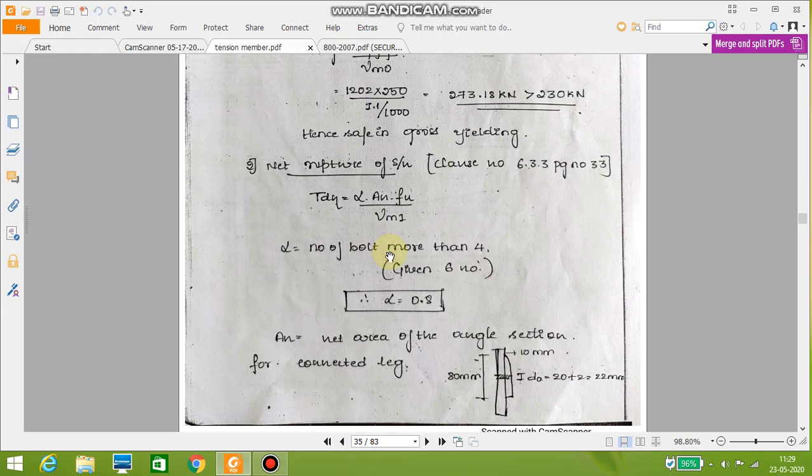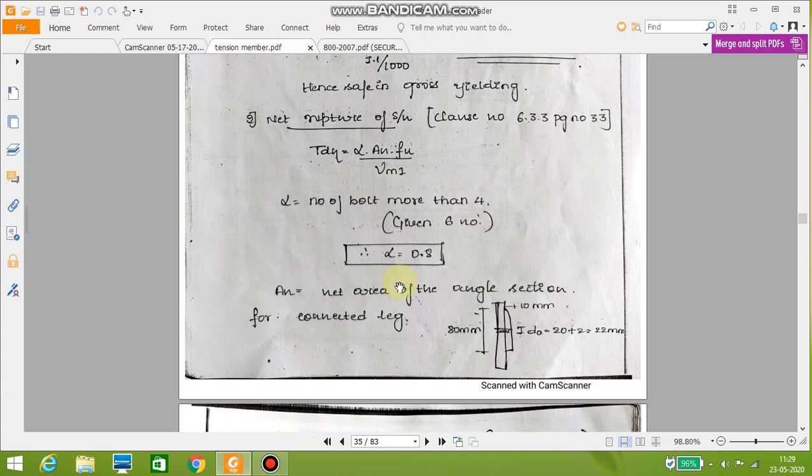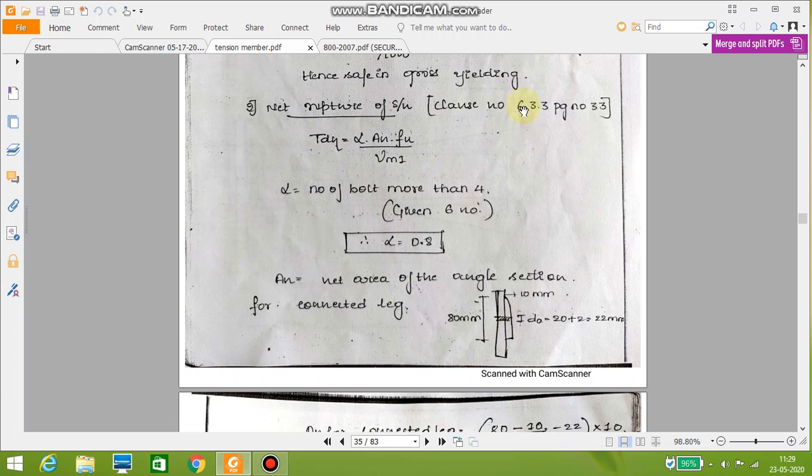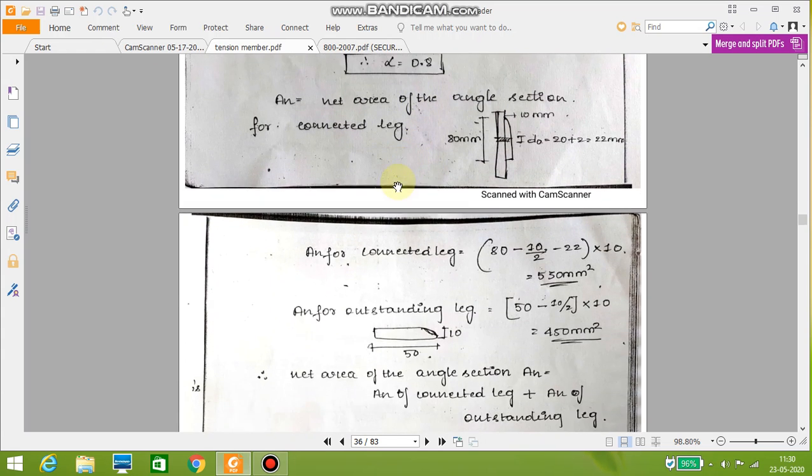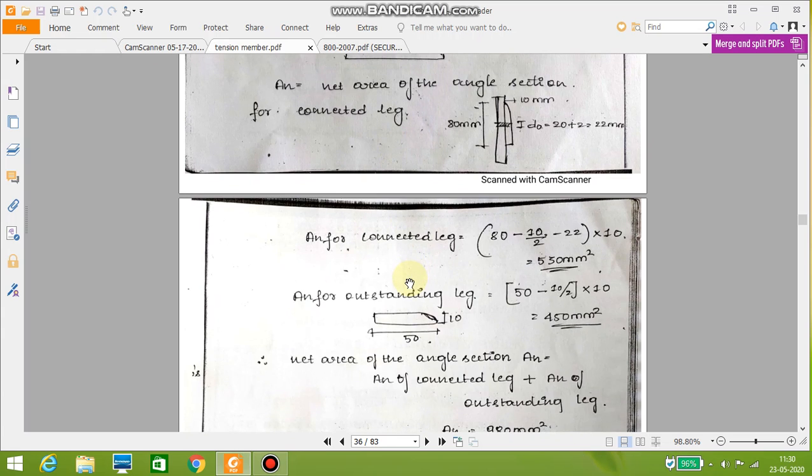Here the number of bolts is equal to 6 that we have taken. Therefore, alpha for more than 4 bolts is equal to 0.8. This is given in clause 6.3.3, page number 33. Therefore, An can be calculated as the net sectional area.